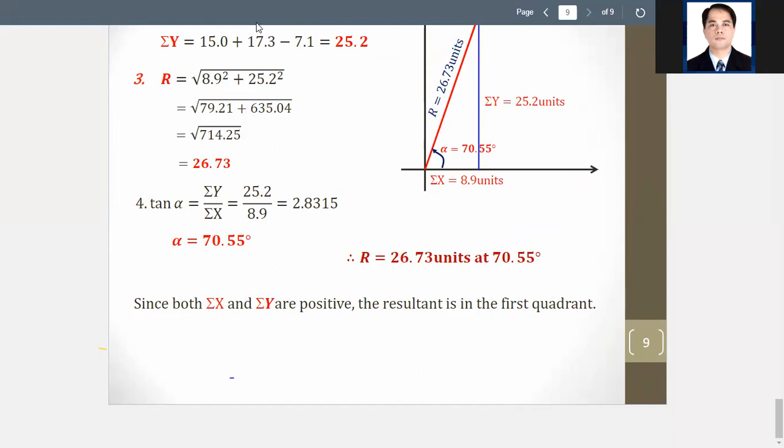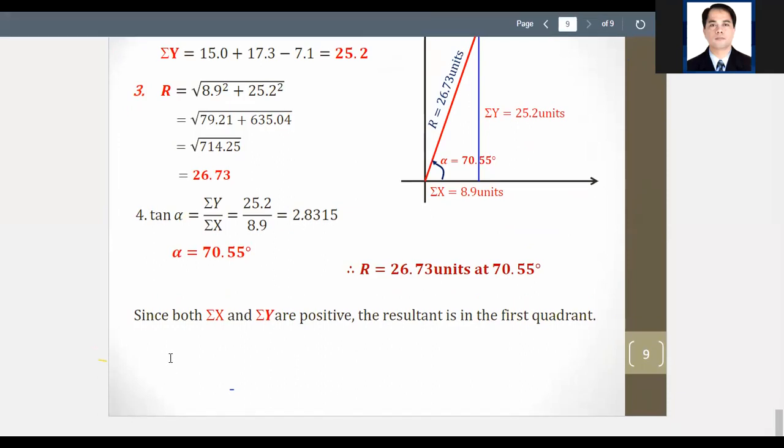Unless you have a question, maybe you can try this now as a drill. I can send this. Maybe you can try this one. I'll represent it with forces.